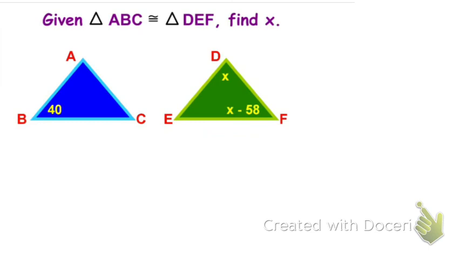Okay. Given that triangle ABC is congruent to triangle DEF, I want you guys to find X. Don't blurt. But I want you guys to try to do it. Israel, help us out here. How do we do this problem?